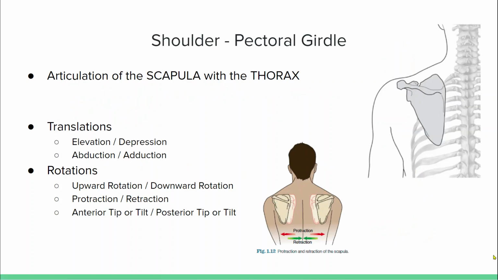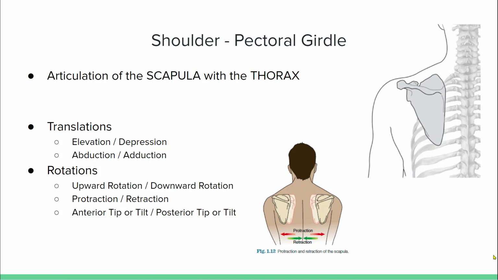Shoulder, or the pectoral girdle, there are a few joints in this region. We're going to talk about the articulation between the scapula and the thorax, which is a weird articulation. The translations are elevation and depression, so you can shrug your shoulders. There's also abduction and adduction. And then there is rotation. You can have upward rotation, where your glenoid fossa is pointing up, so if you raise your arms above your head. Downward rotation occurs when you're bringing your arms back down in adduction. You have protraction and retraction.